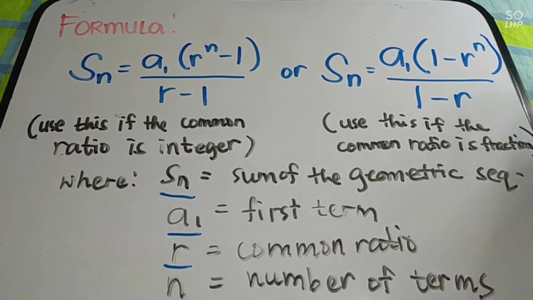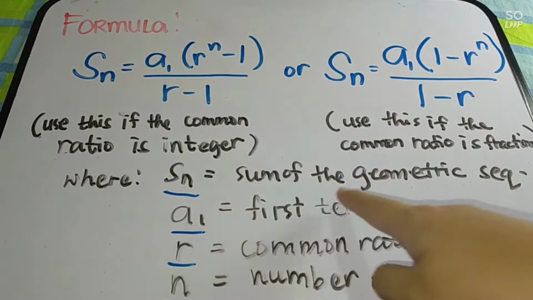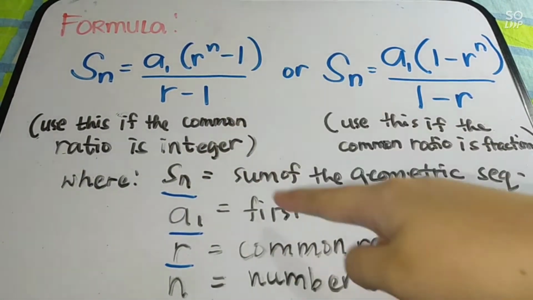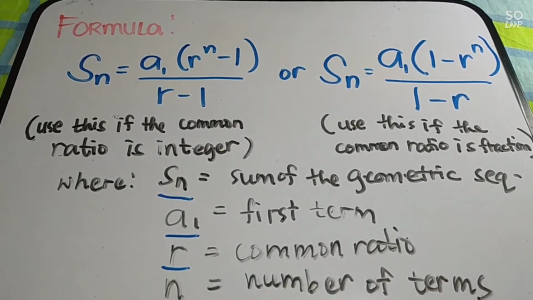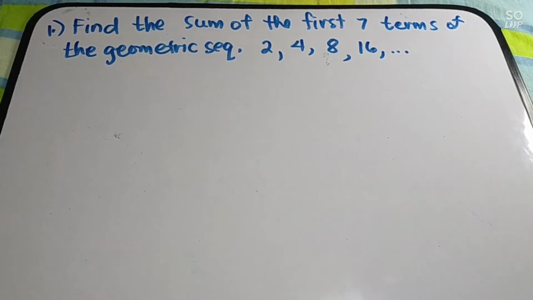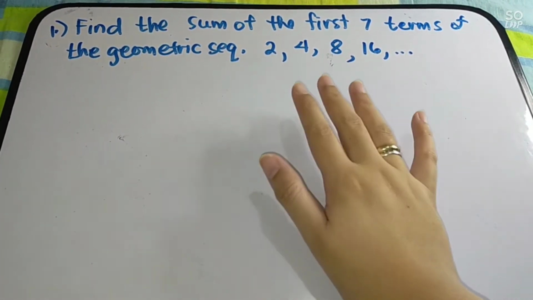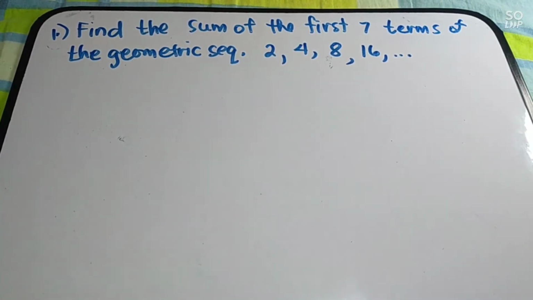Alright? Now, we have here S sub n. S sub n meaning your sum, a sub 1 meaning your first term, r meaning your common ratio, and n is the number of terms. So, let us have an example. Example number 1. Find the sum of the first 7 terms of the geometric sequence 2, 4, 8, 16, and so on. So, hanggang 7 terms lang tayo.